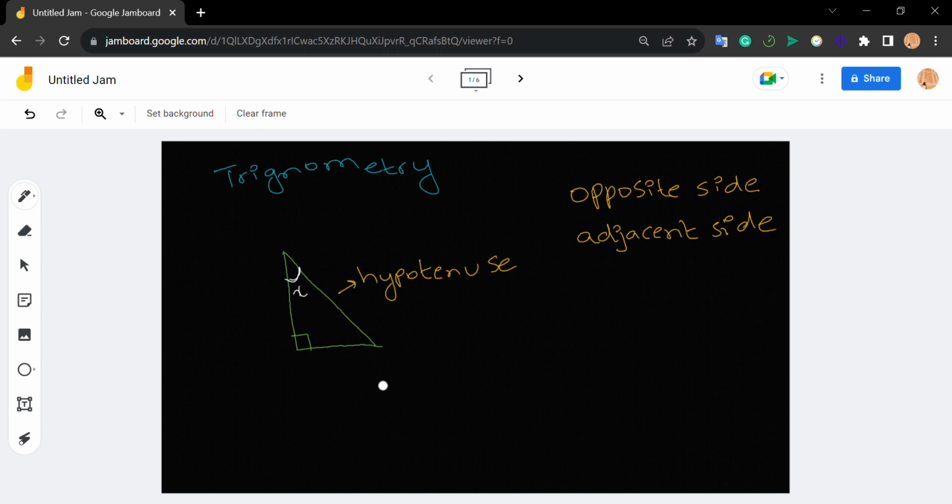As you can see, it's opposite. Now that will be termed as the opposite side. You'll see why I'm teaching you this in a second. And the leftover side, which is right next to the angle, will be termed as the adjacent side. Okay, adjacent side. All right, let's move on.